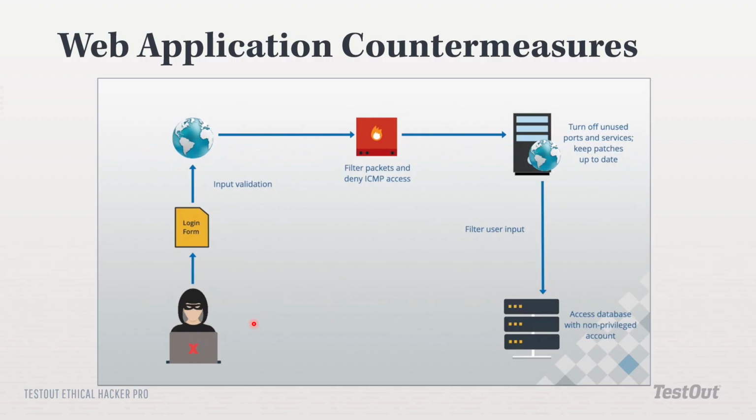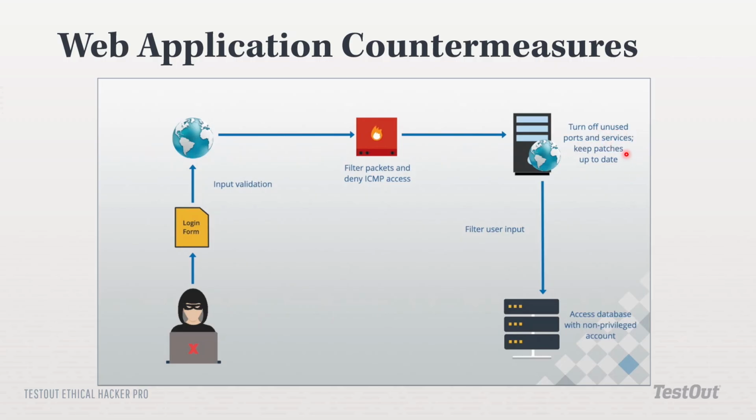We've got a login form. So we're going to hack in with a login form and do an input validation to the web server. Then our firewall is going to filter packets and deny any ICMP access, so it's going to deny anything. If we can get through, then we'll look over here to the web server, and it's going to be turned off unused ports and services, and it's going to keep its patches up to date.